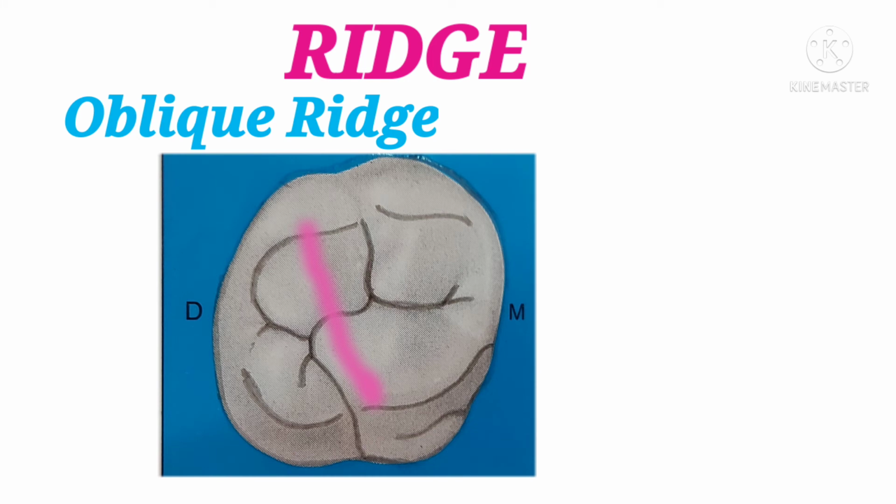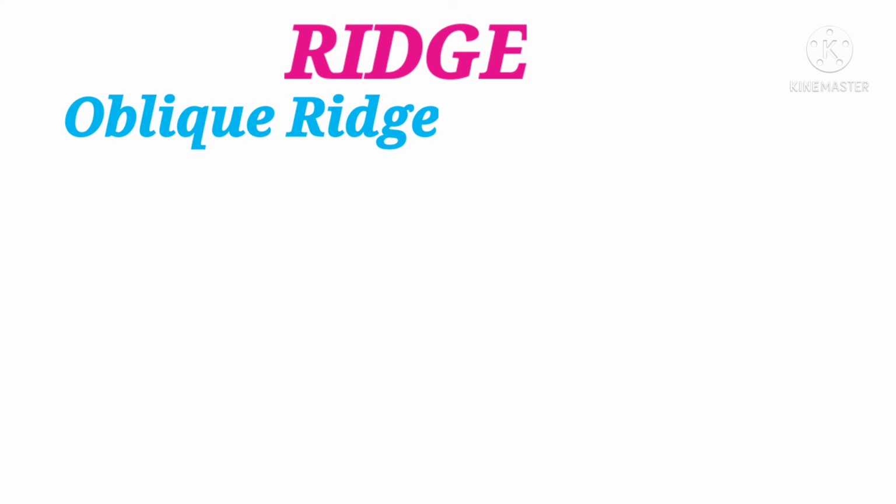Next one is oblique ridge. Oblique ridge is a ridge obliquely crossing the occlusal surface of maxillary molars and is formed by the union of triangular ridge of distobuccal cusp and the distal cusp ridge of mesiolingual cusp. And oblique ridge is most prominent on permanent maxillary first molars. It may be present on maxillary permanent second and third molars also. It is also present in deciduous maxillary second molar.